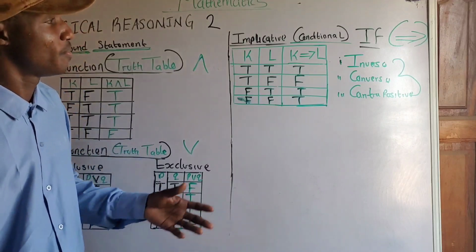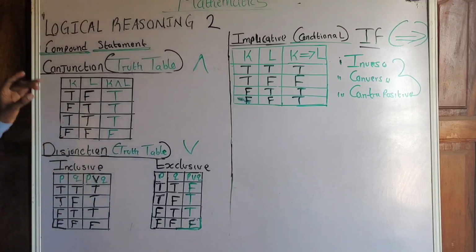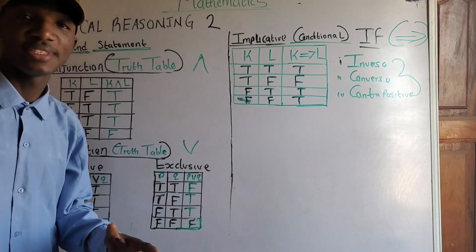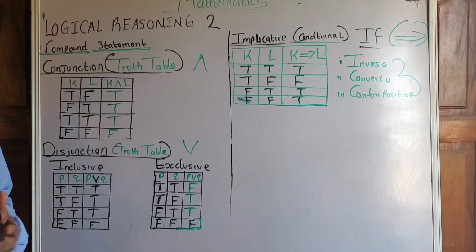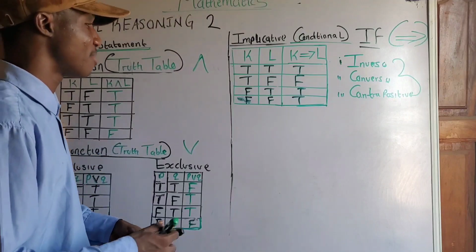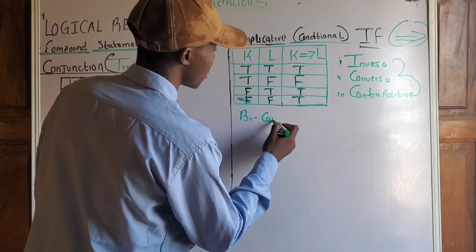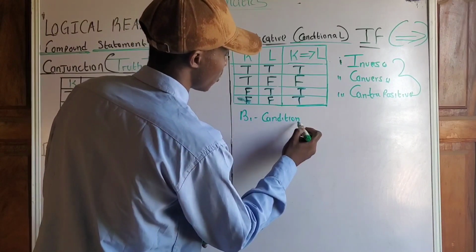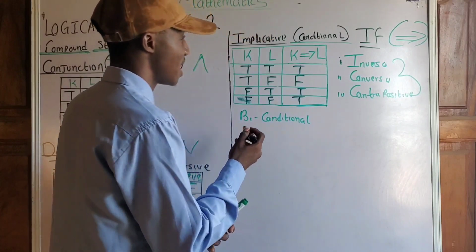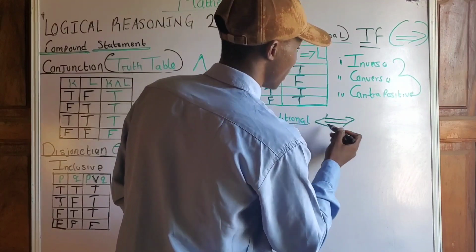Okay, now, so this is the truth table for implicative or conditional statement. The truth table for conjunction is this, for disjunction is this, for implicative is this. And another important connective that we are going to talk about in this class is bi-conditional, or bi-implicative. The sign that is used to denote a bi-conditional statement is this, and I'm going to explain. Just pay attention.